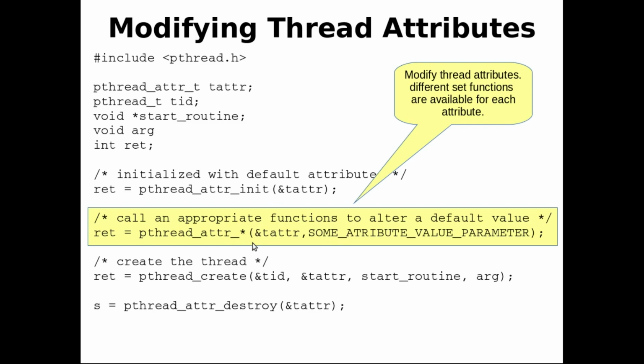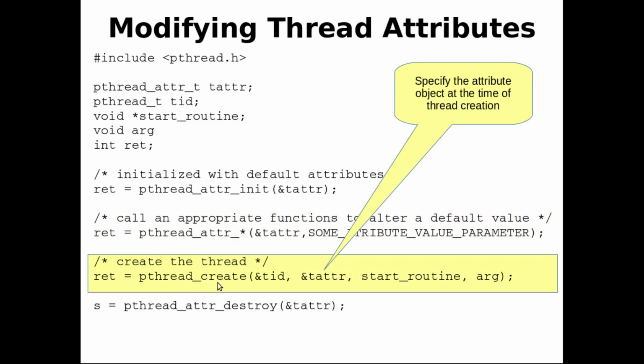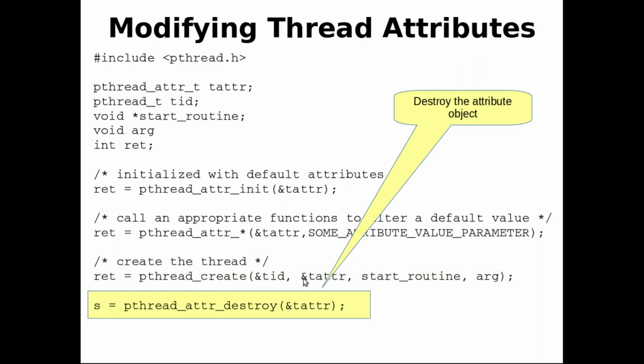And once your attribute object is ready, now you are ready to create a new thread. And when you create a new thread, you will pass the attribute object, and now the newly created thread will use the attributes that are specified in this attribute object. In the programs that we wrote earlier, we used the null value, which means in that case the threads that we created use the default attribute values, but here we want to use our own attribute values, so we should pass the attribute object. And once you finish creating the thread, we can destroy the attribute object.